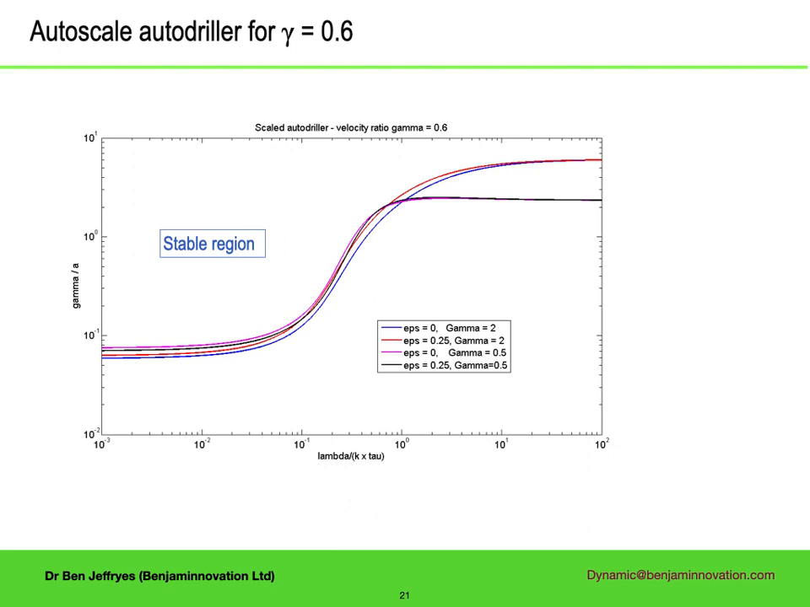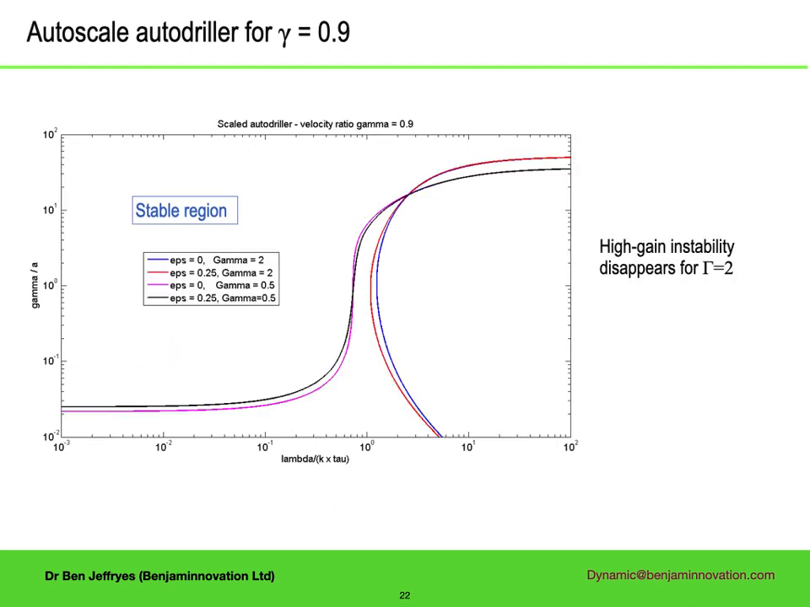Ramp up the velocity ratio parameter further, and now low hydraulic time is less stable than high hydraulic time. At large hydraulic time, the high gain instability disappears completely, and the system is more stable for high drill-off times as well. So is there a conclusion other than it's complicated?